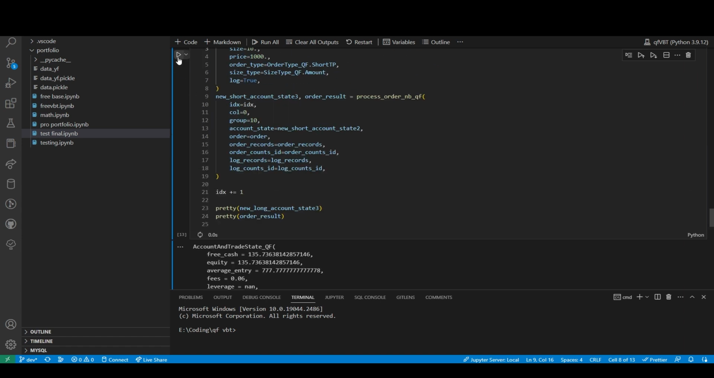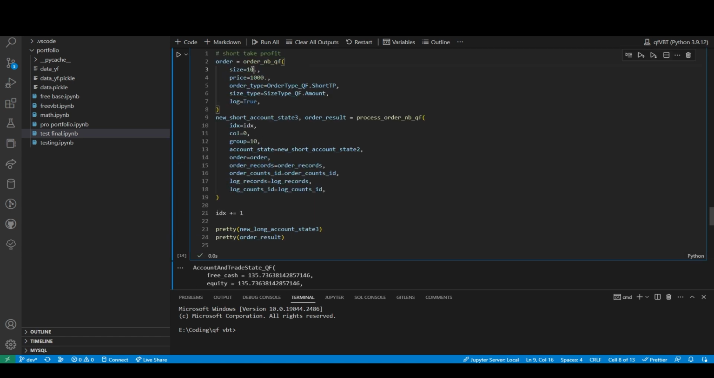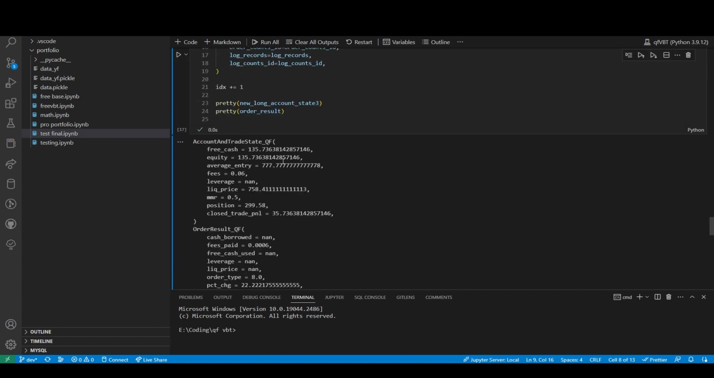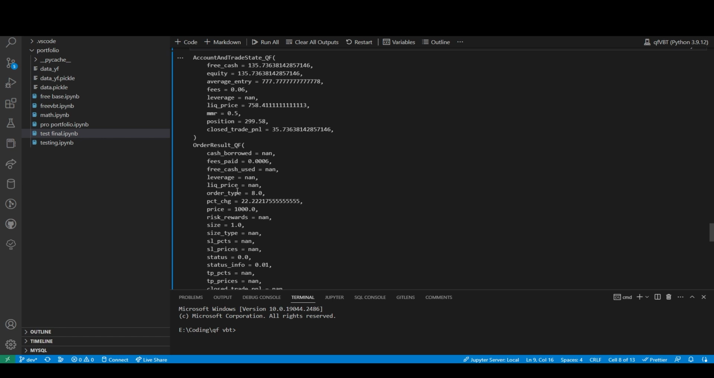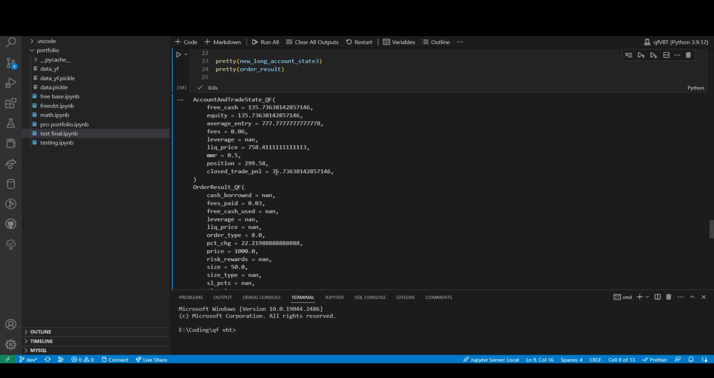What? What? What? That's not right. Size is $1. What? Close trade P&L is this? What? What? I'm not even taking any money away from the position.